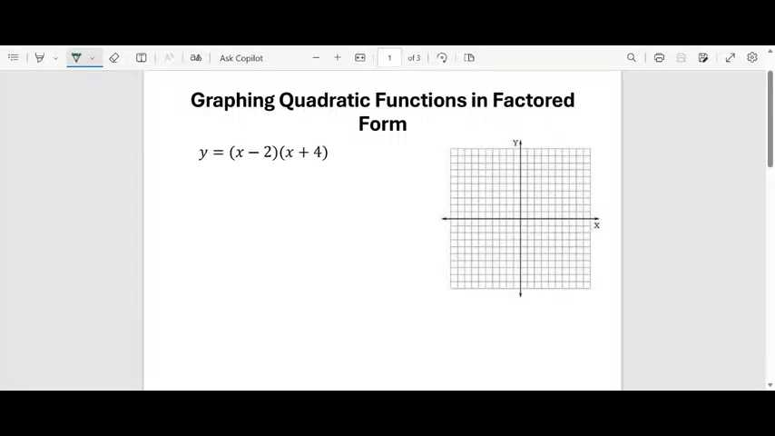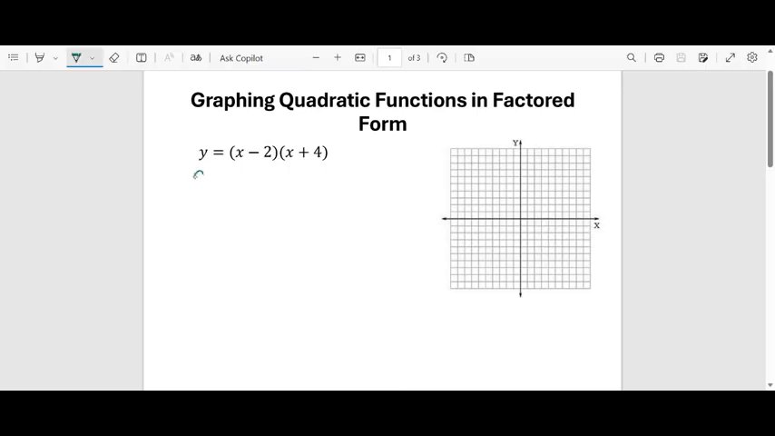Hey everybody, in today's video we're going to cover graphing quadratic functions that are given to us in factored form. So here we have the function y equals (x minus 2)(x plus 4). What we can do is start by using the zero product property to find our two x-intercepts.